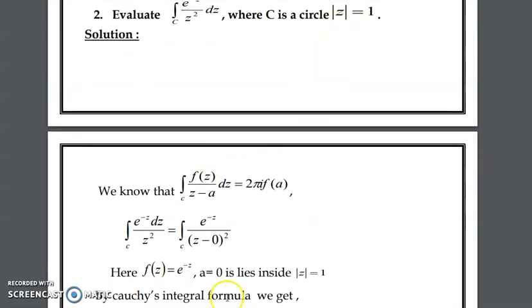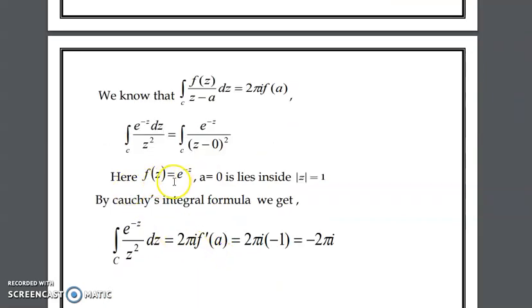So what is the a value here? It is 0. So the integral over C of e^(-z) dz divided by (z - 0) the whole squared. Here f(z) is equal to e^(-z), and a = 0 lies inside because |z| = 1. By Cauchy integral formula, 2 pi i times f'(a) equals 2 pi i times f'(0), which is minus 1. That is minus 2 pi i.